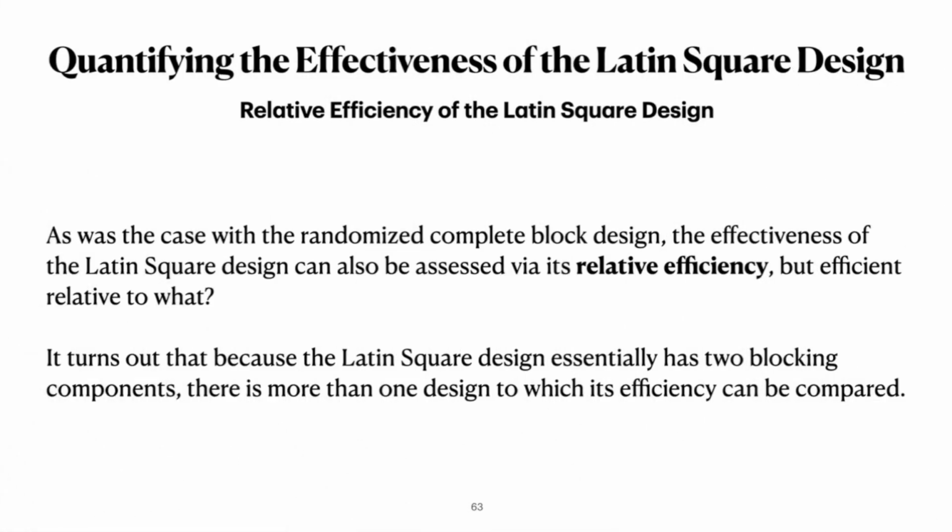Now, as was the case with the randomized complete block design, the effectiveness of the Latin square design can also be assessed via its relative efficiency, but the question is, efficient relative to what? Well, it turns out that because the Latin square design essentially has two blocking components, there is more than one design to which its efficiency can be compared.